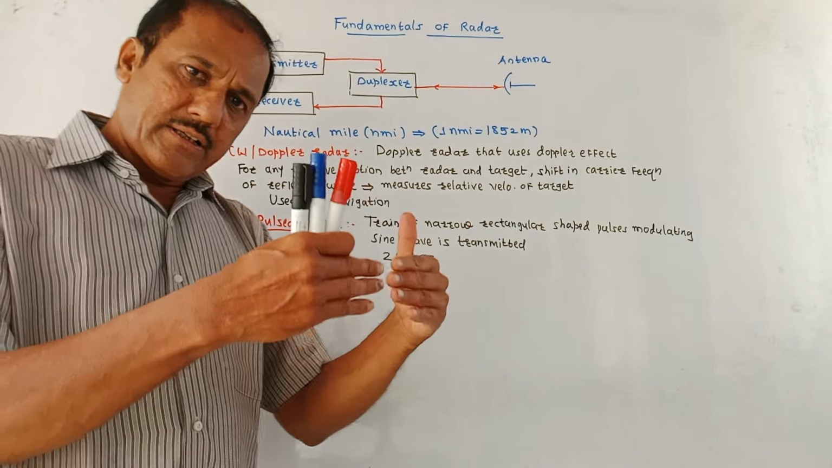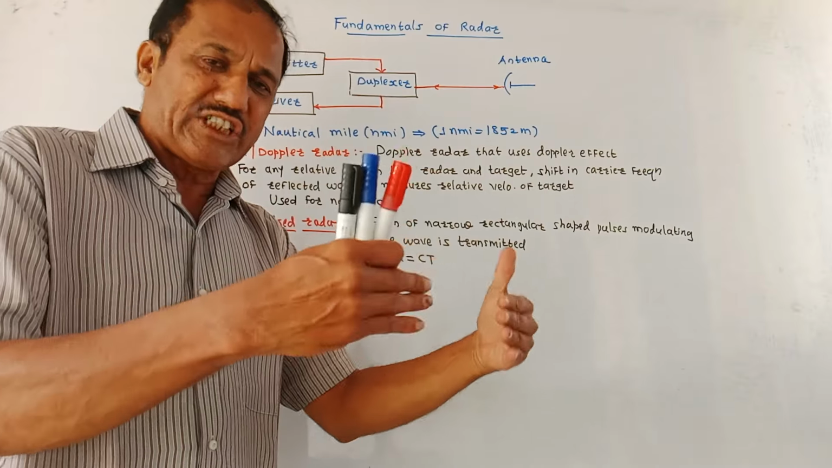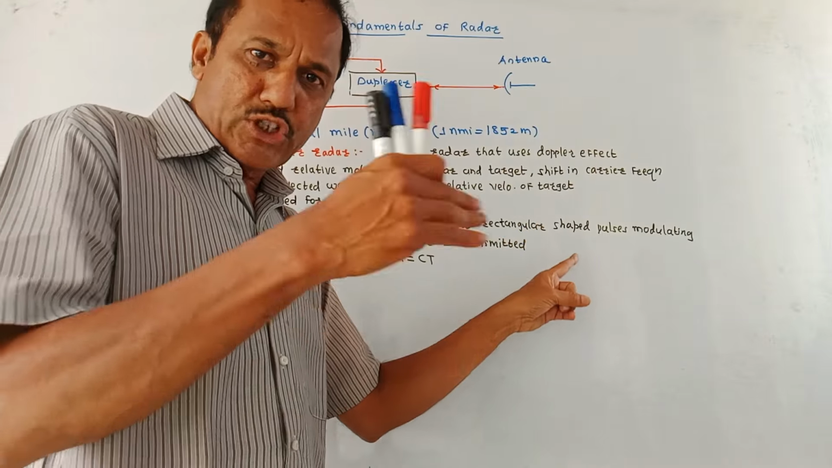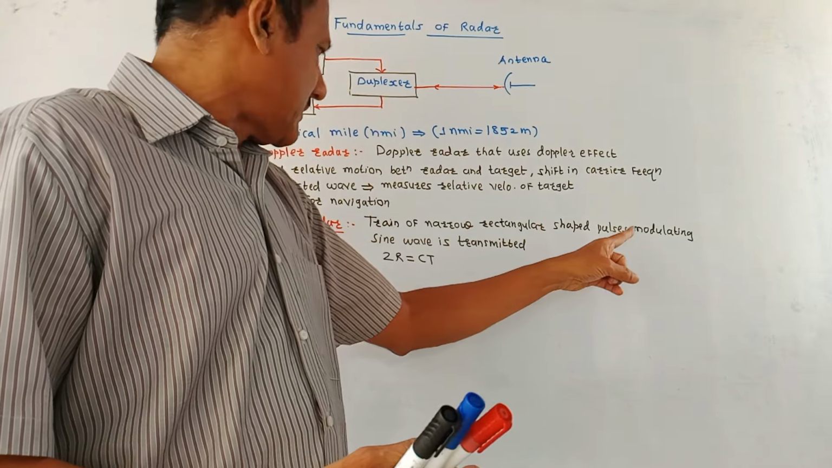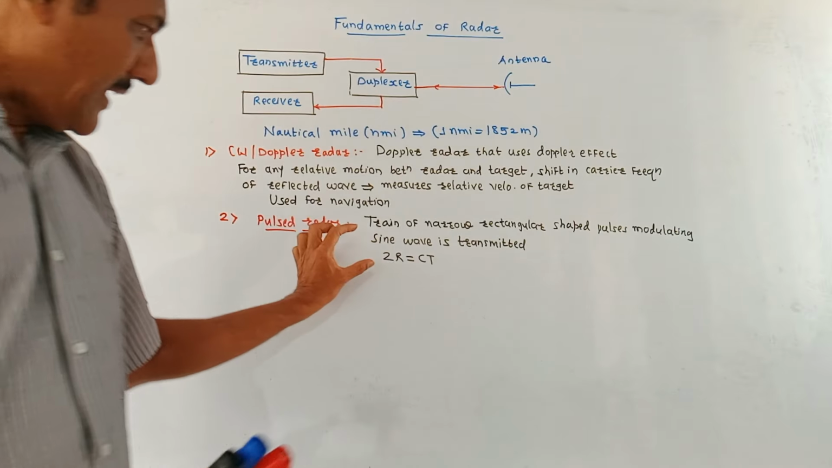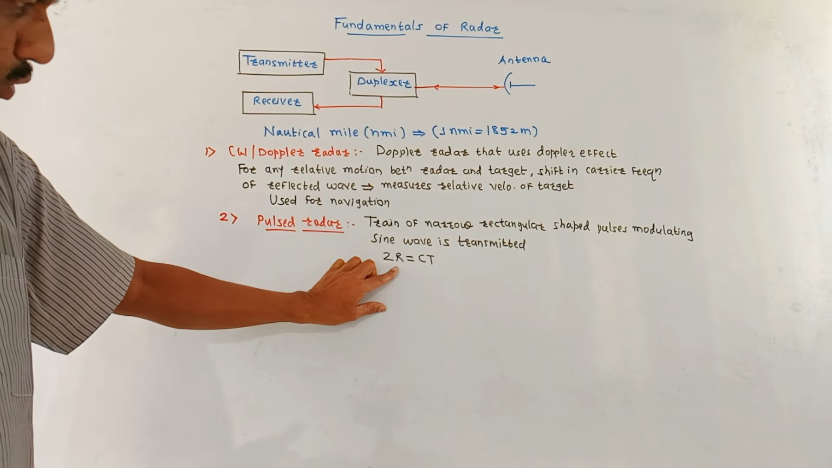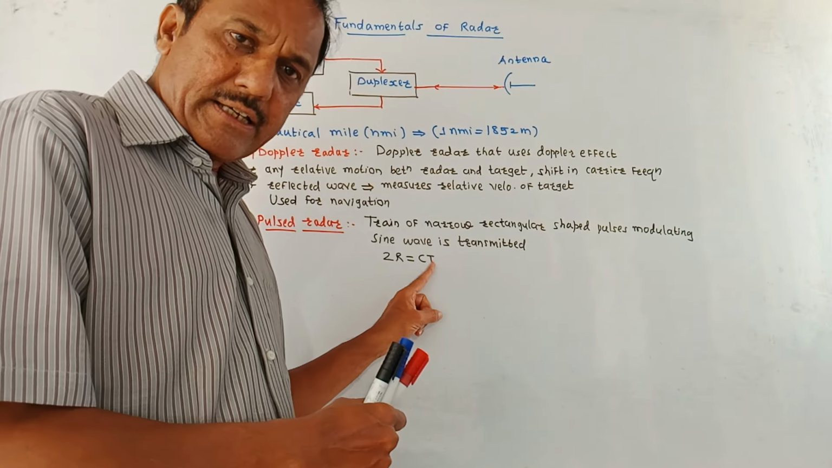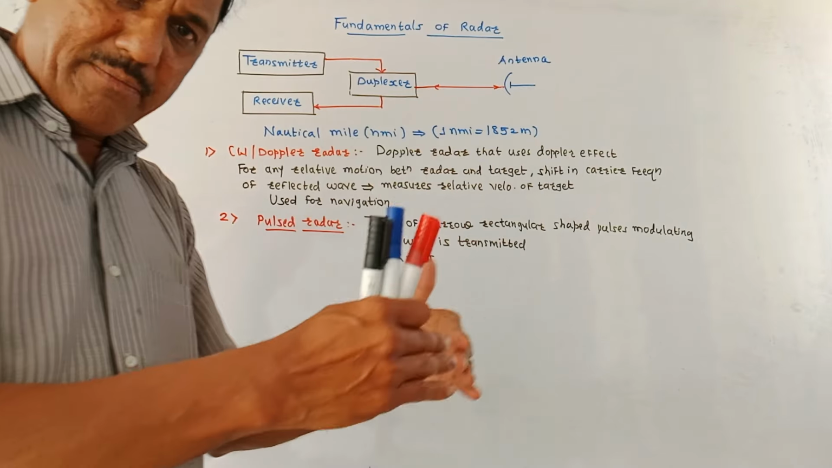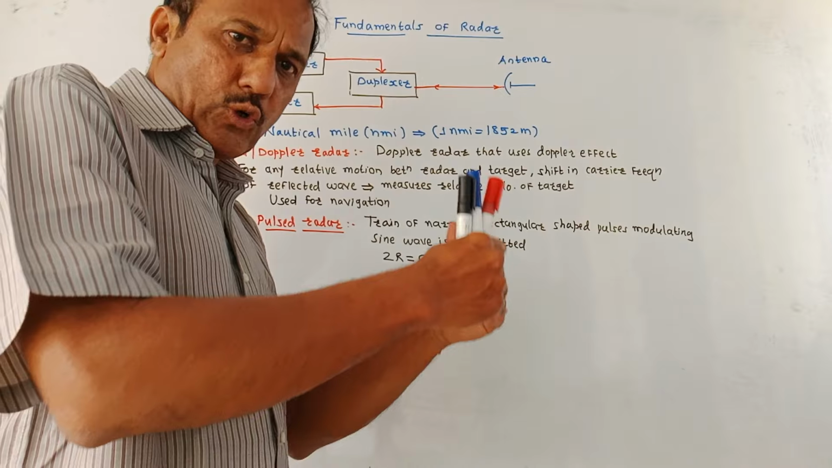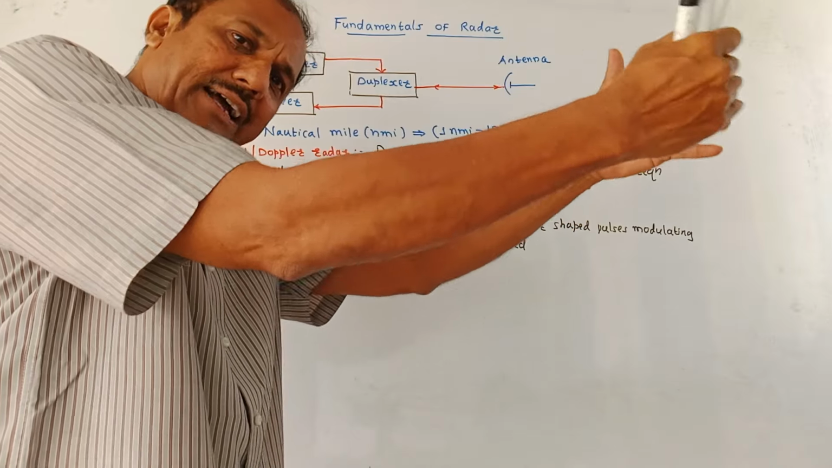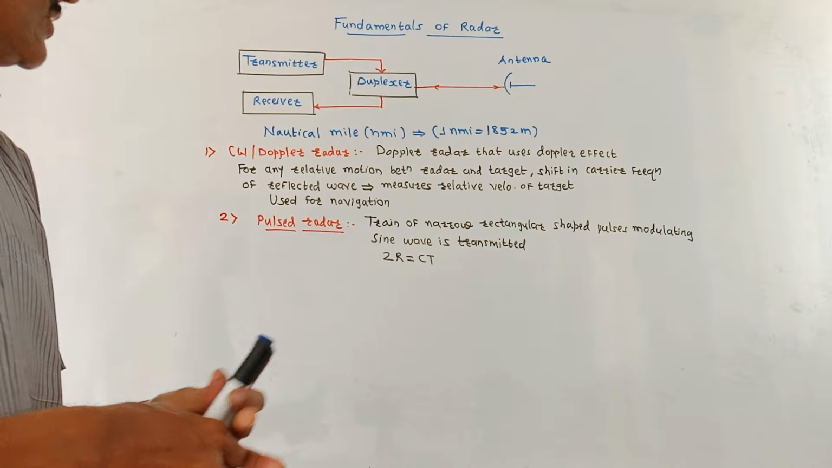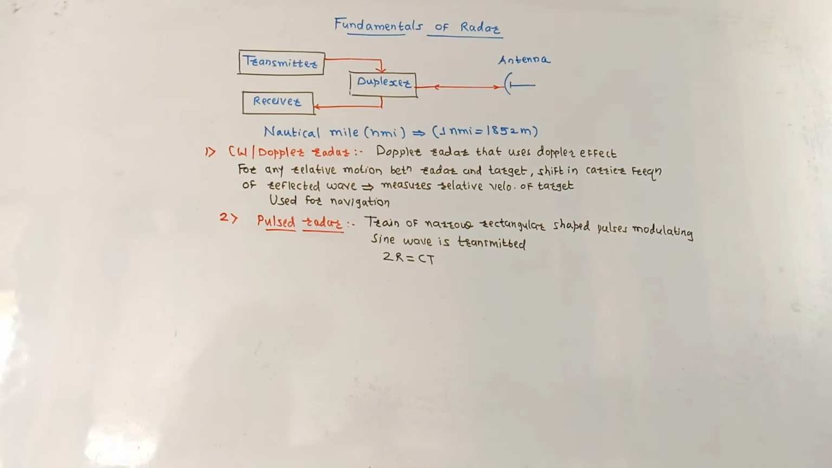The second type is the pulse radar. As the name indicates, the transmitter transmits pulses instead of a continuous wave. A train of narrow rectangular pulses which are modulated with a sine wave is transmitted. In this case, the distance 2r, because this is the back and forth distance, is given by 2r = ct, where c is the speed of light and t is the time taken by the signal to pass from the transmitter to the target and again come back from the target to the receiver section of the radar. So this is about the fundamentals of radar.